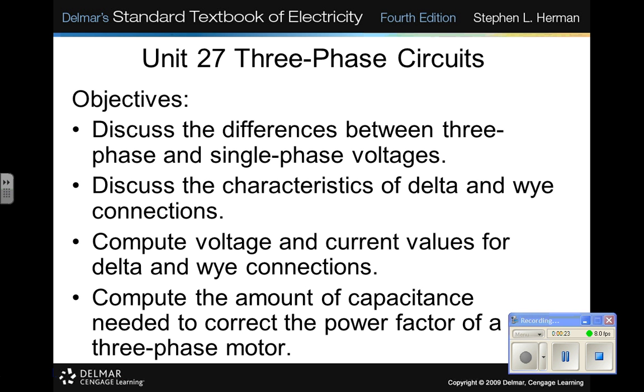Okay, we're going to discuss the difference between three-phase and single-phase voltages. We're going to talk about delta and Y connections. We're going to compute voltage and current values for delta and Y connections. And we're going to compute the amount of capacitance needed to correct the power factor of a three-phase motor, although we've already done that before, right?